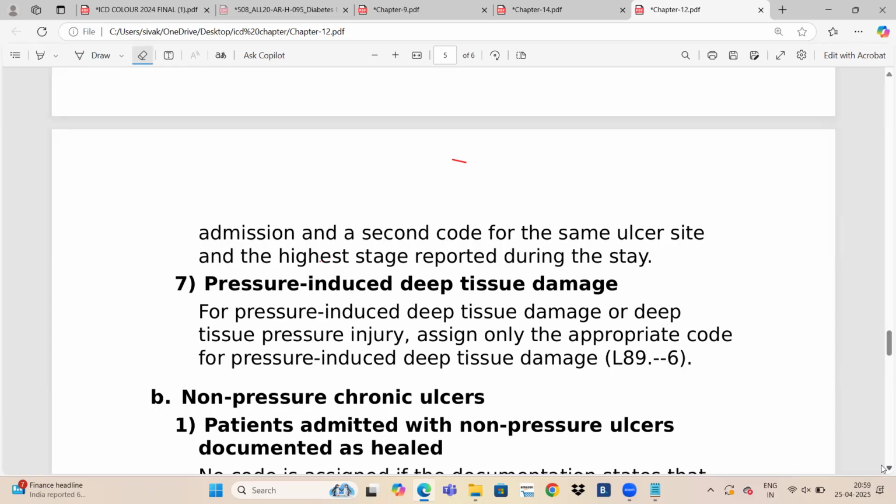We need to code the stage at the time of admission, because the patient had the ulcer while admitted, they treated it, and later it healed. If you are not coding, how will they get billed? Yes, sir. We need to code at the time of admission compulsorily. Whether it healed or not, you need to code at the time of admission. If it healed after admission, no problem. If it progressed to a higher stage, you need to code both stages.